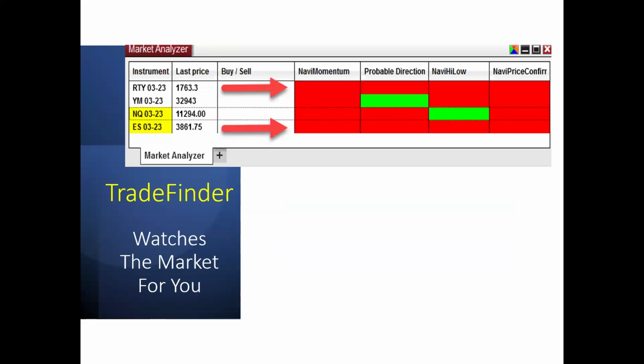All right, so we also have our TradeFinder. The TradeFinder is a nice tool because it allows you to monitor multiple markets. You can see it has a number of different indicators on it. When they're all red, then you have a likely move down. If everything's green, then the market's usually moving in an up direction. So it's a nice way to screen the market.